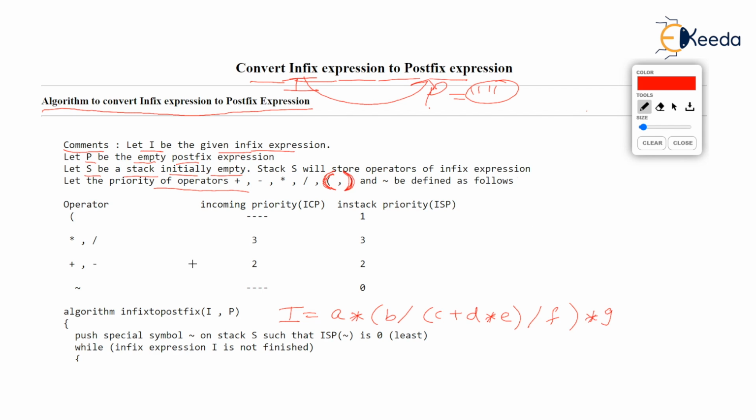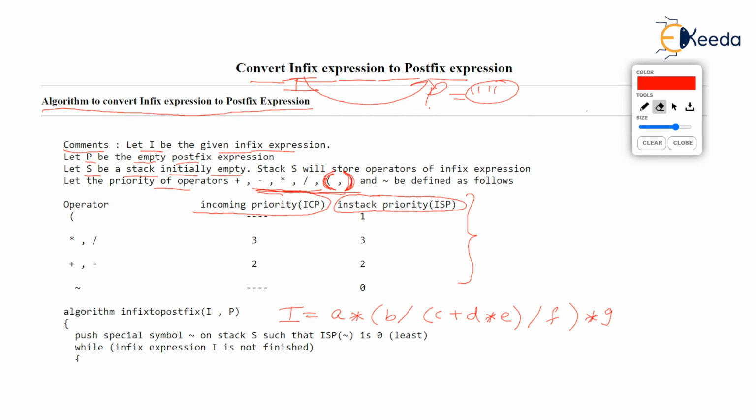Then we define priority of these operators. Now in this algorithm we'll be defining two types of priorities. First one is incoming priority, ICP, and second is in stack priority, ISP. Just don't worry about all this table right now. My suggestion to all of you is you go through the algorithm with me, and while learning the algorithm you'll ultimately come to know what these two terms, ICP and ISP, are. Okay, so now let's see the algorithm.